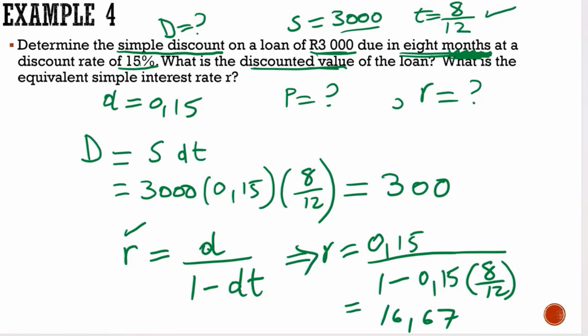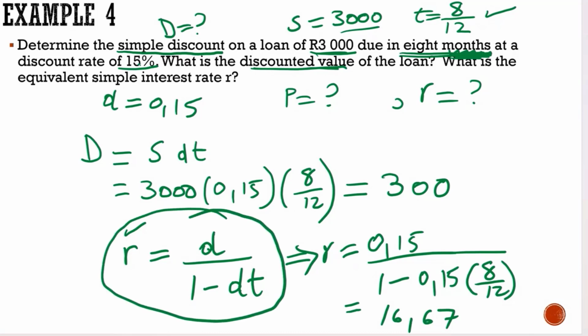So when you are given a discount and you are looking for an interest rate, this is the formula that you will always use. This is a simple interest rate that is equivalent to a discount rate of 15%. So now we've calculated two things here. What is it that we were asked? We were asked to determine the simple discount. We have calculated a simple discount. And we're also asked to calculate the simple interest. Here it is. We still need to calculate our P.